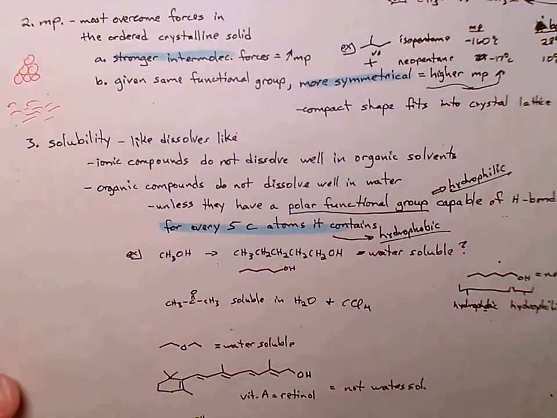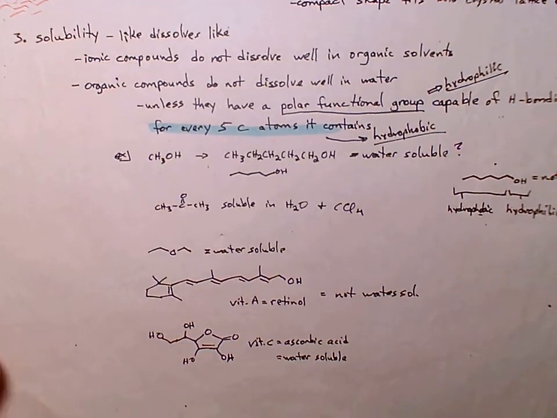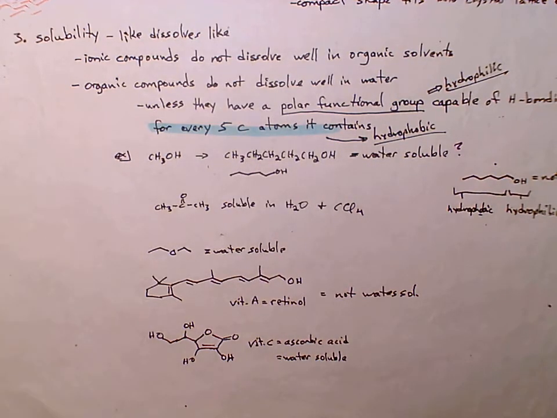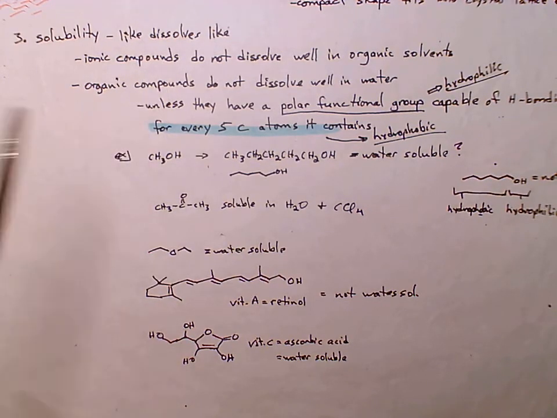And then let's finish up this chapter. The last intermolecular force to look at is solubility. Recall the old "like dissolves like" from general chemistry. Ionic compounds do not dissolve well in organic solvents. As we said before, organic molecules tend to be non-polar, or only slightly polar. So ionic compounds, the epitome of polarity, do not dissolve well in organic solvents.